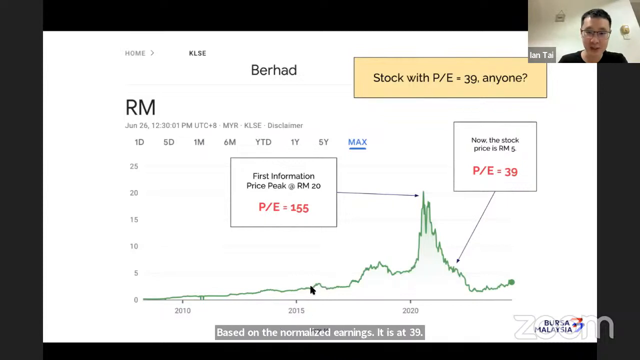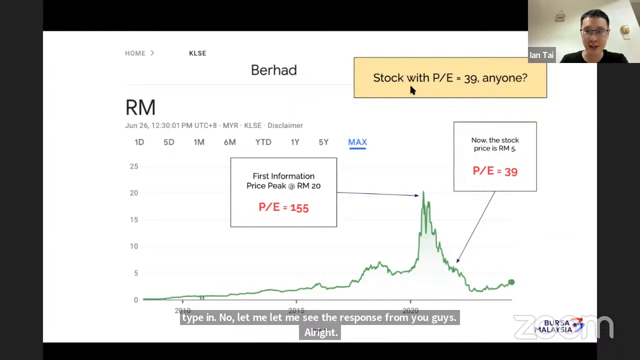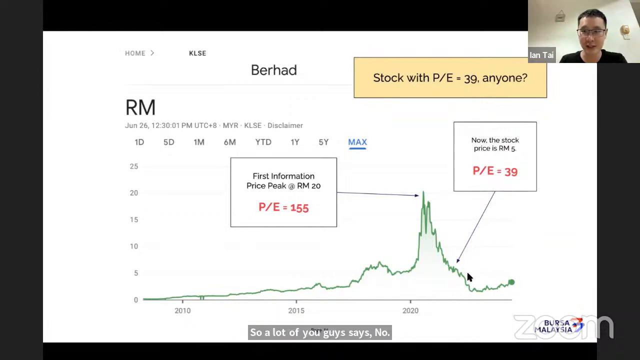So the question is, how many of you would like to buy a stock at a PE ratio of 39? How many can accept? If you can accept, just type in accept. If you cannot accept, 39 PE ratio is too high, just type in no. Let me see the response from you guys. All right. So a lot of you guys say no. Fantastic.